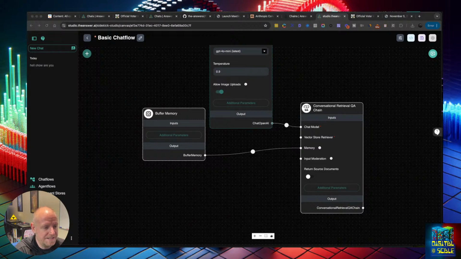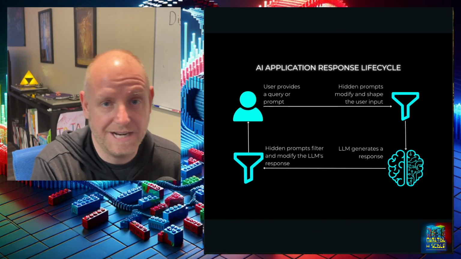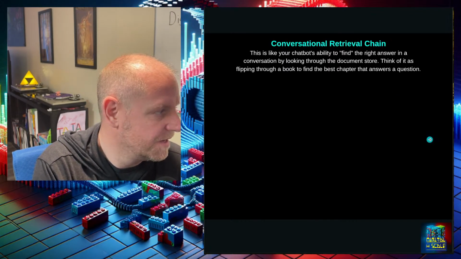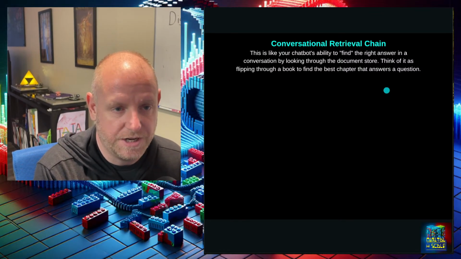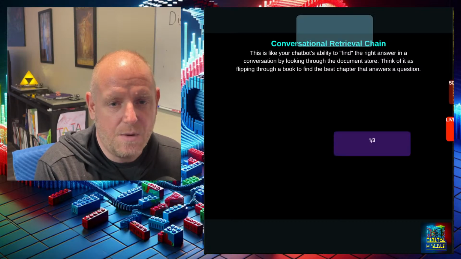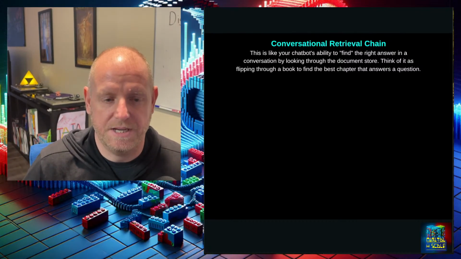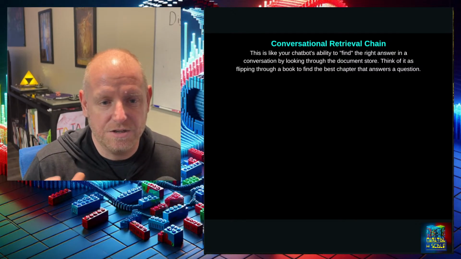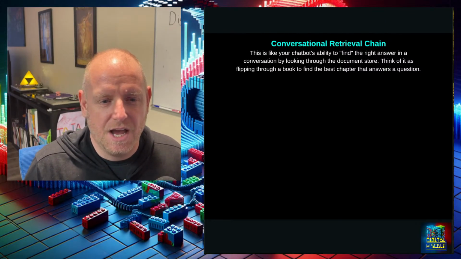So before I get into that, I need to talk a little bit about what is happening in the background and how it actually does the magic that it does. So we have our conversational retrieval chain. This is how an AI talks to a PDF. First, you have your conversational retrieval chain. This is kind of like your chatbot's ability to find the right answers.